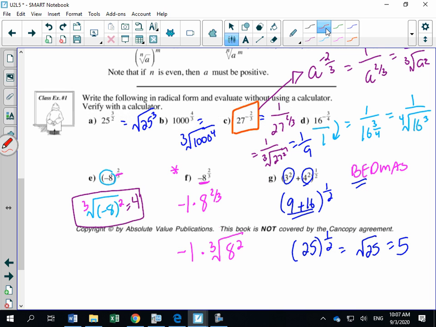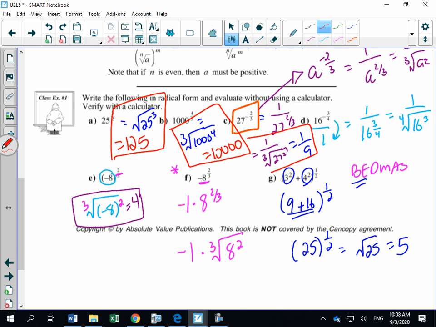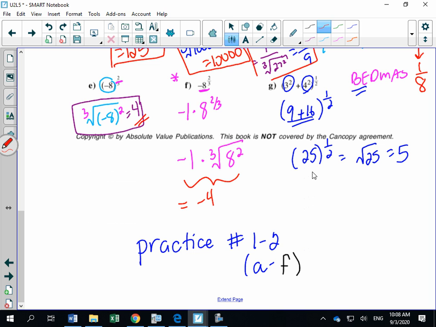Okay, the answer for A, double check, I'm getting 125. The answer for B, I'm getting 10,000. We already did C. The answer for D is going to be 1 over 8. The answer for E we did, it's 4. The answer for F, when you evaluate this, you are going to get negative 4 for F. And we've done G.